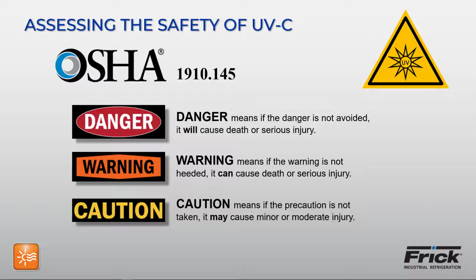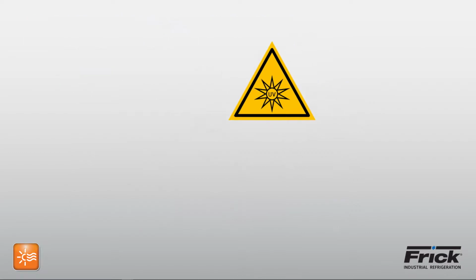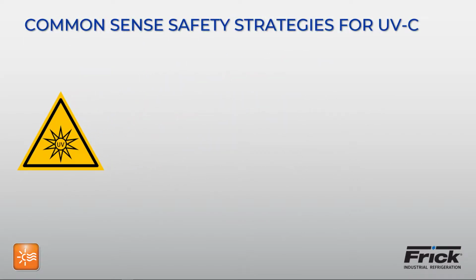One bit of good news here is that UVC is relatively easy to protect against. Tightly knit clothing, no skin exposed, and UV reflective goggles are typical examples of UV PPE. And there are some industry best practices we can look to for guidance. It's important to follow common sense safety strategy when dealing with UVC lamps. Many HVAC and UVC equipment manufacturers have voluntarily implemented safeguards against the risks of UVC exposure.